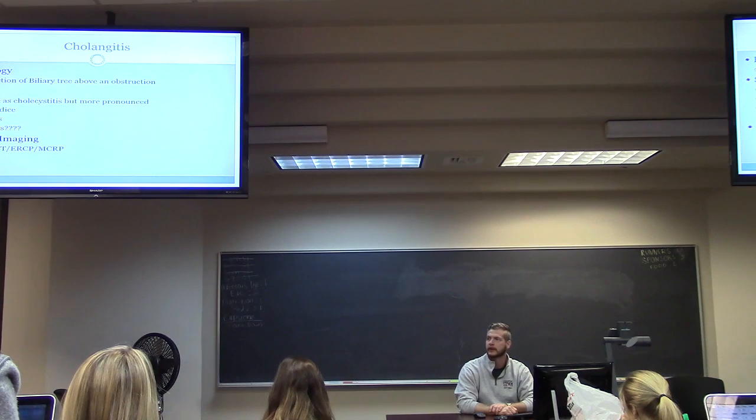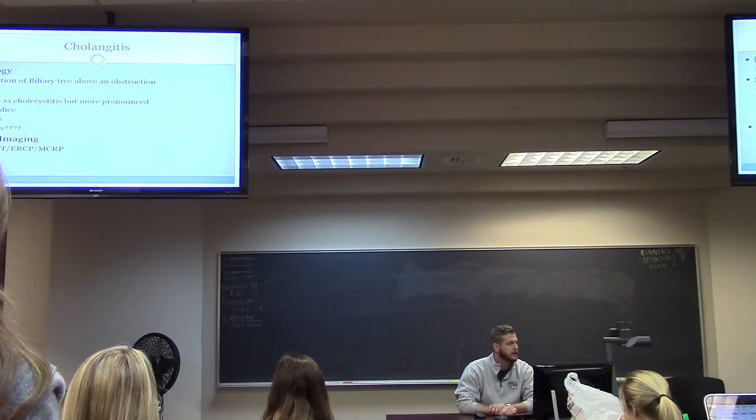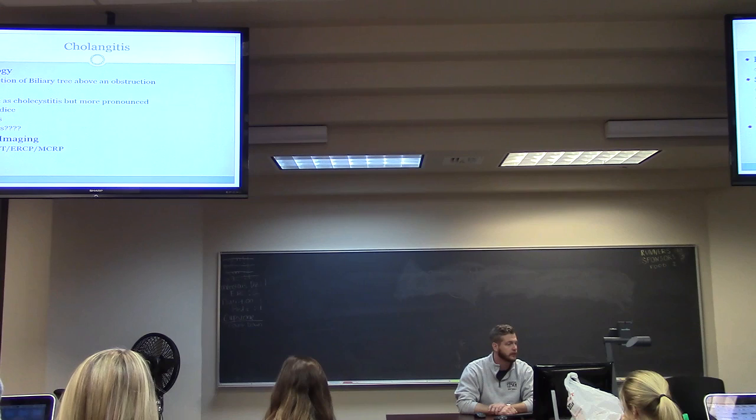All right, any questions over cholecystitis? Pretty straightforward type stuff, right? Good. All right, so cholangitis. This is the infection of the biliary tree from bottom obstruction. This is one of the side effects that we talked about with the gallbladder stones. Signs and symptoms, same as cholecystitis, but more pronounced: jaundice, chills, sepsis.